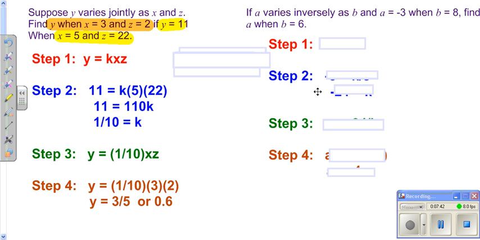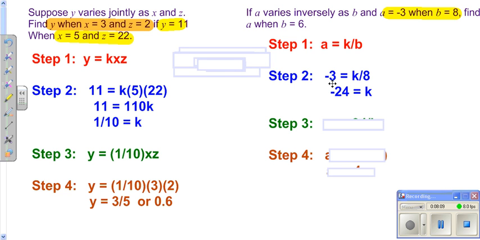The last one here, it says a varies inversely to b, so you know it goes a equals with your constant of proportionality. Inverse means the b's got to go in the denominator, so we'll put b in the bottom. Then you have your given information that you want to go ahead and plug in. Solving it for k, you get k then to be a negative 24.